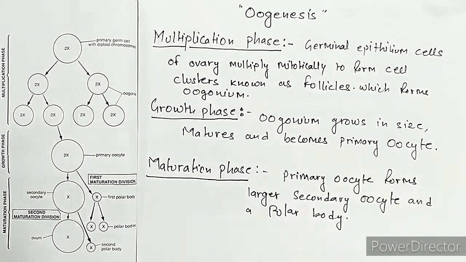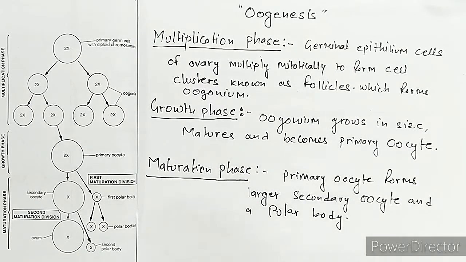So as you can see, in the multiplication phase they have a diploid chromosome number and they go into mitotic division, forming oogonia, and they are now called oogonium altogether. Then they go into the growth phase. In the growth phase, the oogonium grows in size and attains maturity to become a primary oocyte, which is bigger in size. Then it goes into the maturation phase.